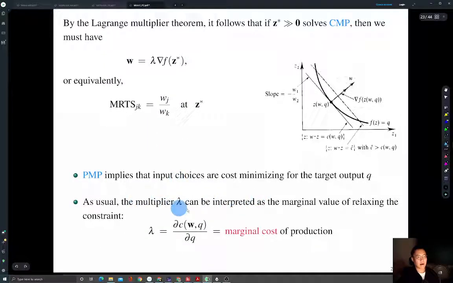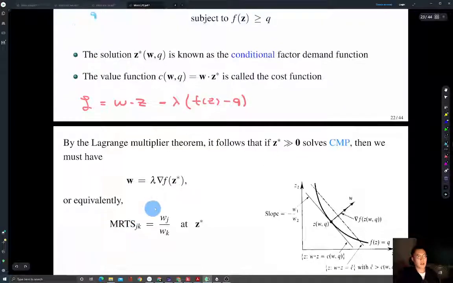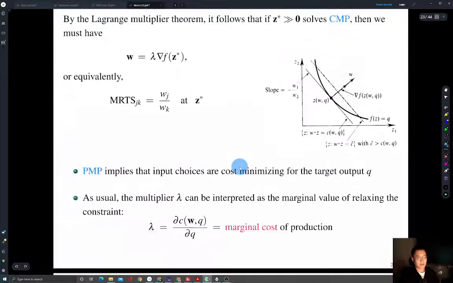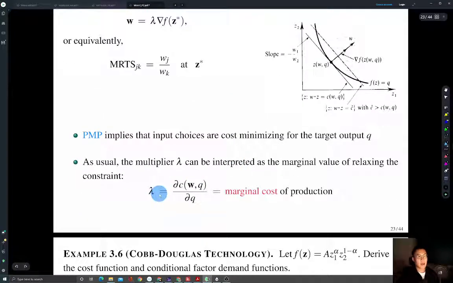And as usual, the Lagrangian multiplier can be interpreted as the marginal value of relaxing the constraint. Here we have this constraint. Suppose that we reduce the target quantity by 1, to Q minus 1. Then the necessary cost will decrease, and that decrement of cost is captured by the Lagrangian multiplier. That is consistent with the marginal cost of production, because we have a cost function as the value in the CMP.